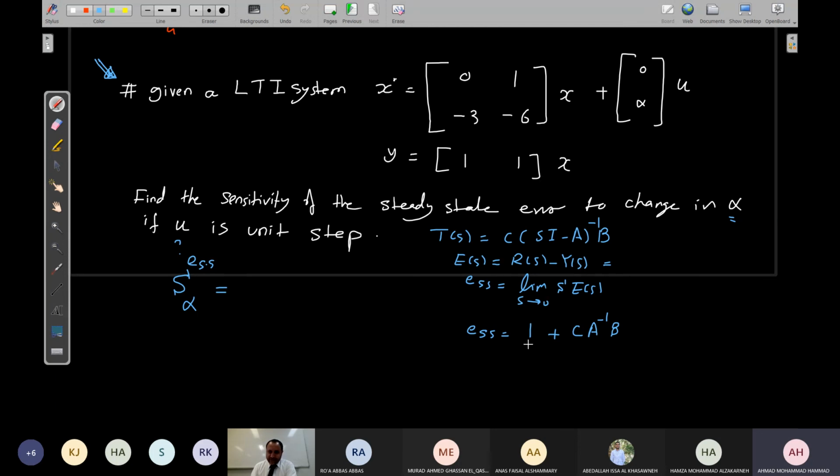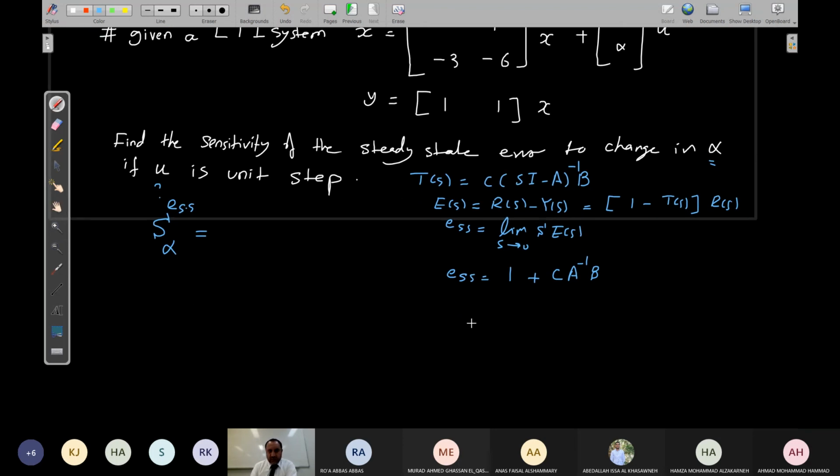It should be like this, because simply if I do the math, this will be 1 minus T of S, all multiplied by R of S. Now, if I do the math, S will cancel R of S, and I will end up with 1 minus T of 0. So 1 minus C times minus A inverse B, so 1 plus C A inverse B. I need to calculate this one. Can you help me with that?